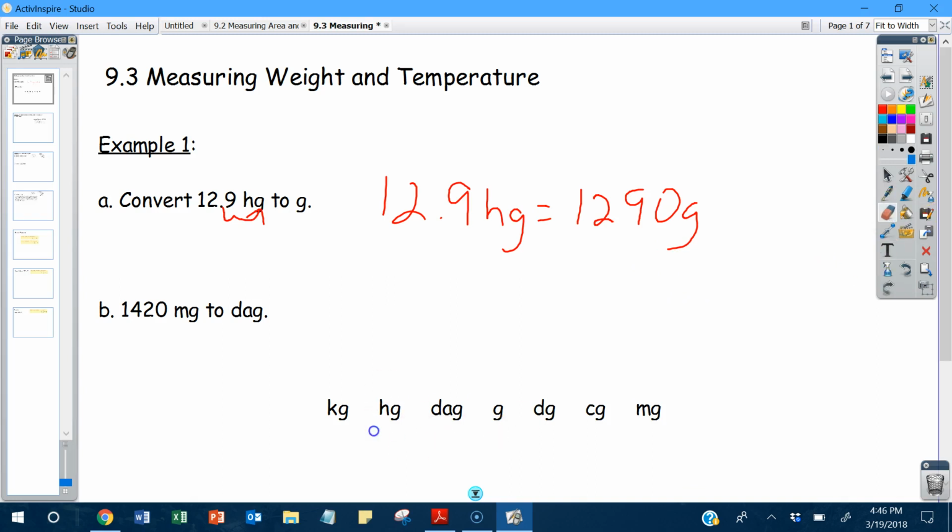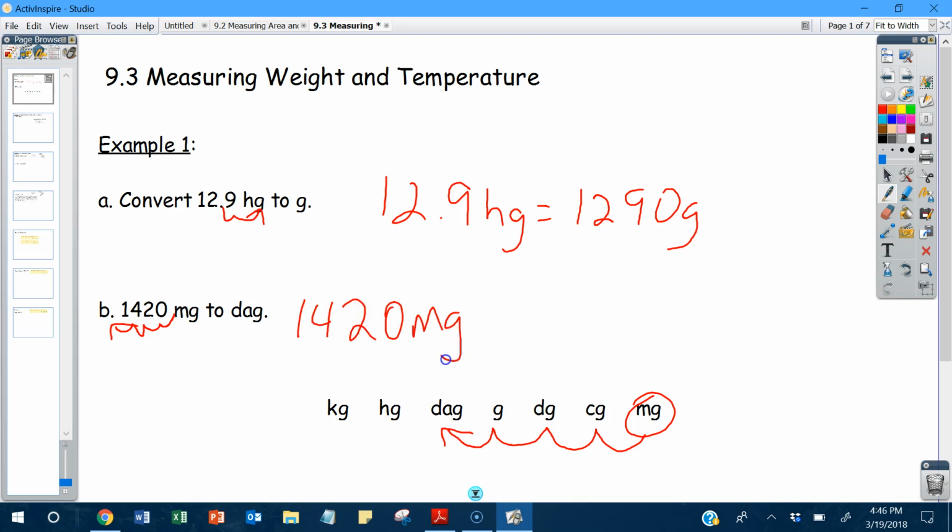So the same thing happens with this one. I'm going from milligrams to decagrams. So I'm imagining starting way back here, and I'm moving the decimal 4 places to the left. So in this number, I'm moving it 4 places to the left, and that means that 1,420 milligrams is equal to 0.142 decagrams. DAG.